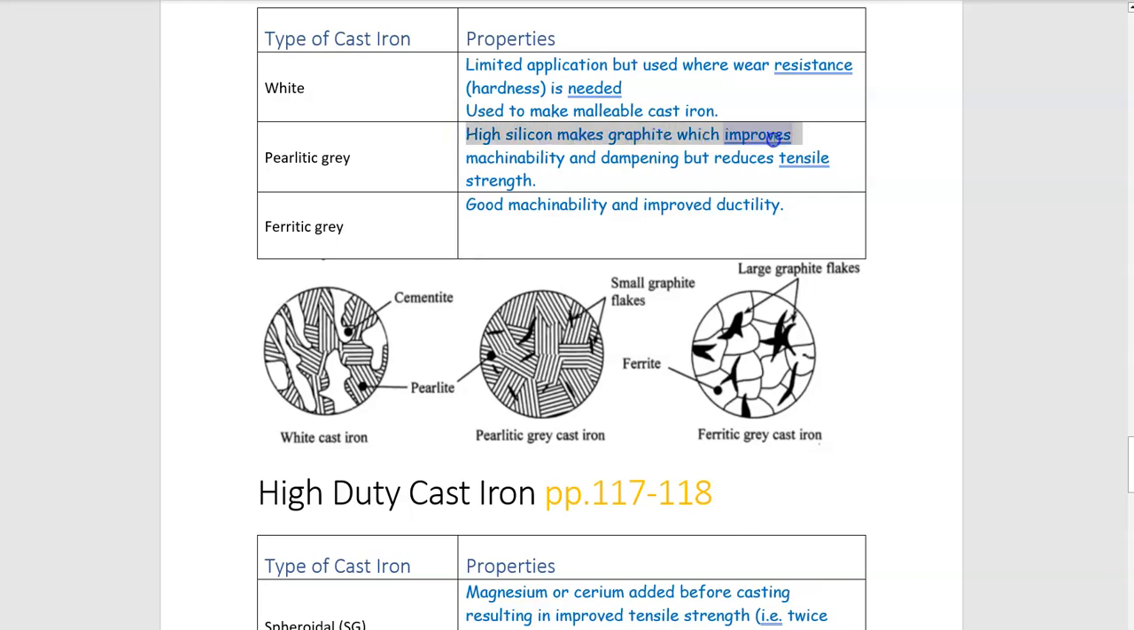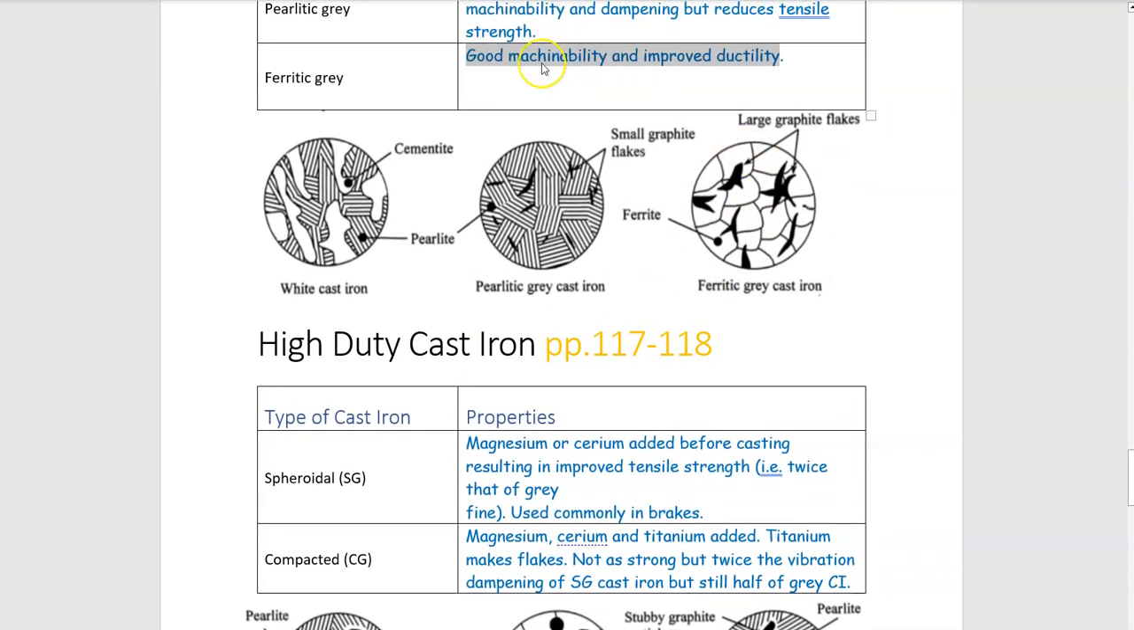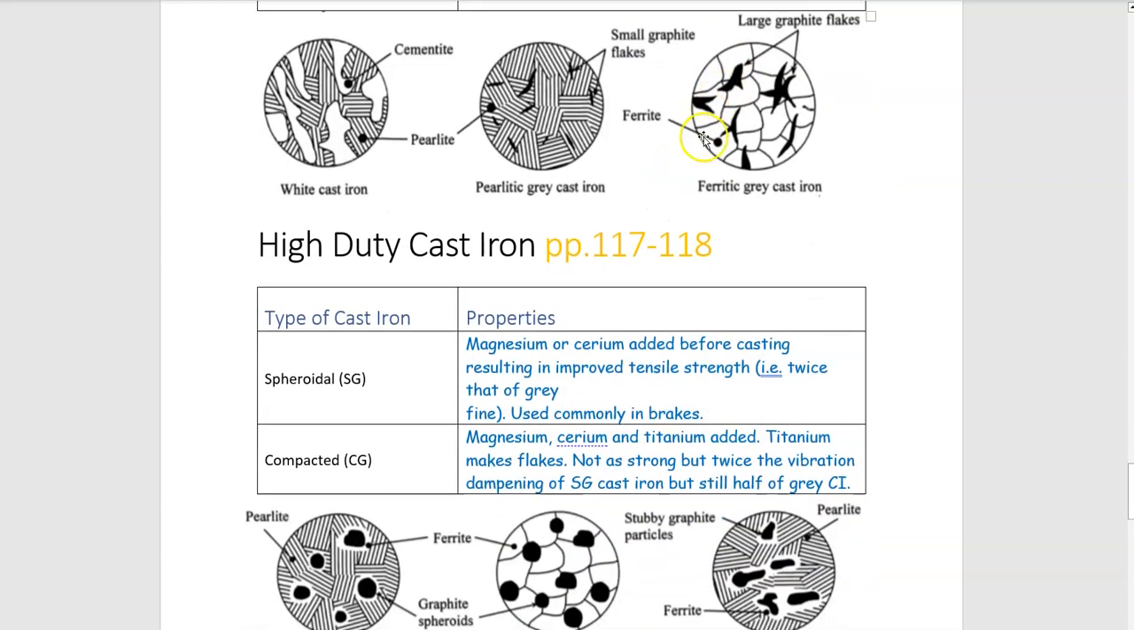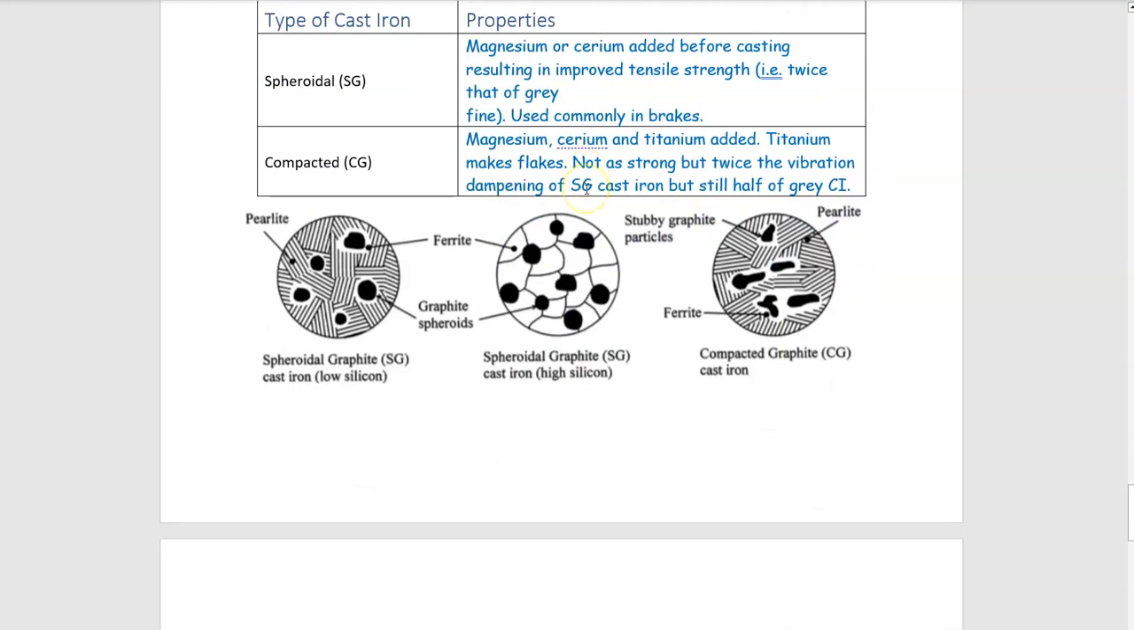Has high silicon, which makes graphite, which improves machinability and dampening. We're just hearing that over and over again. But what the impact is, it reduces tensile strength. And ferritic grey cast iron has excellent machinability and excellent ductility. So it's better still for those things. Because remember, the graphite, that's what graphite does. It makes it easier to machine, and the vibration dampening. And we've also talked about ductility because we know ferrite is more ductile than pearlite.